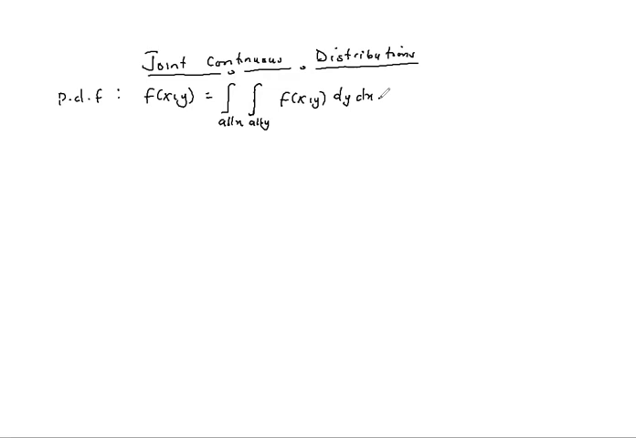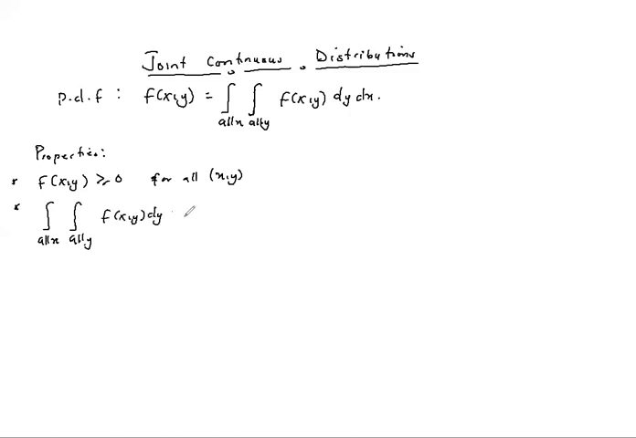And then just some properties. First one is that this guy must be greater or equal to 0 for all x,y. Second is that when you integrate for all x, you also integrate for all y. What must we get? We must get 1.